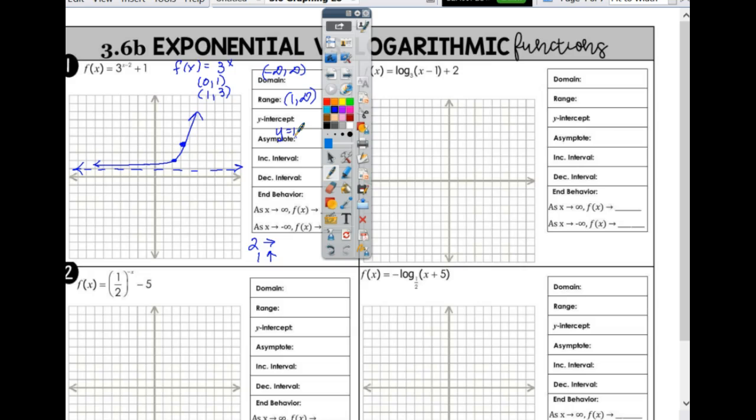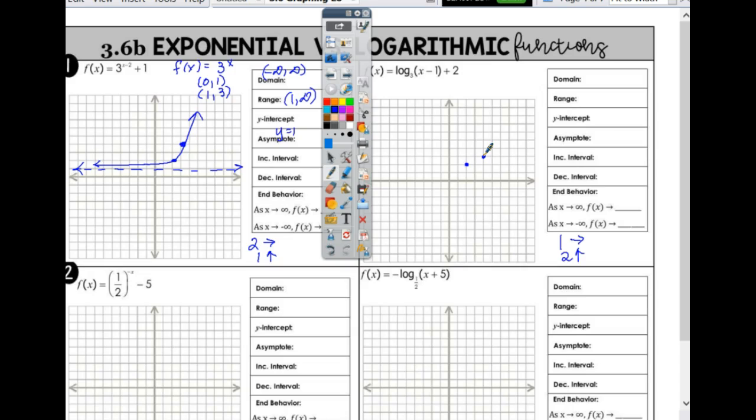You can fill in the rest of these now, but I want to look real quick at the log, and the log is the inverse, right? What's the base of this log? 3. So I can use these points that I've already found. And what are my transformations this time? 1 to the right and 2 up. So this time I'm going to invert my points. I'm going to start at 1, 0. So 1, 0 is right here. I'm going to move 1 to the right and up 2. And then I'm going to start at what point? 3, 1, and I'm going to move 1 to the right and up 2.